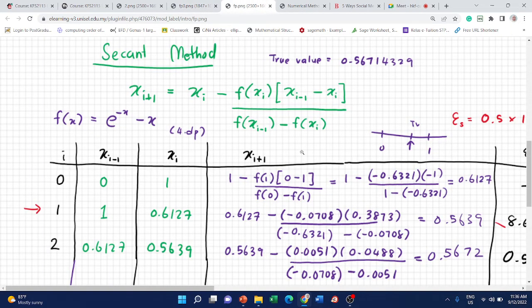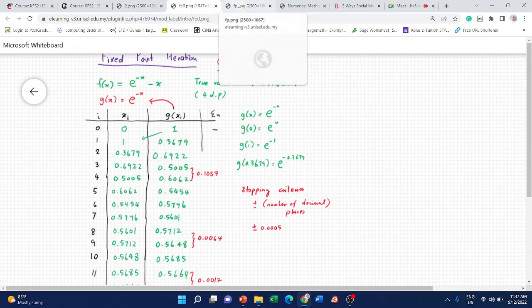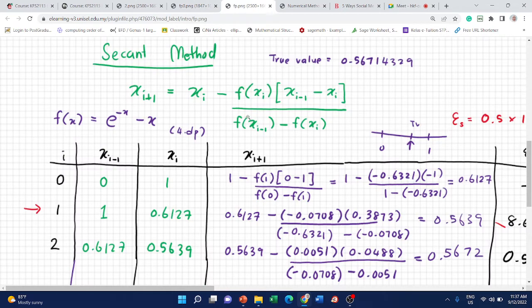Now we move to the second method. For the second method, we use the same function that we have in the fixed point, f(x) = e to the power negative x minus x. Now we would like to try the second method. For the second method, there is a general formula, so this is the one. Since it is the same function, we are going to use the same true value. And in the numerical table, we still consider the same number of decimal places, which is 4 decimal places.